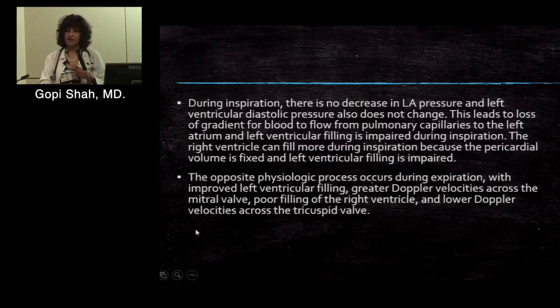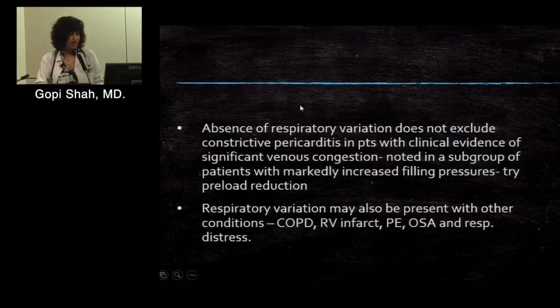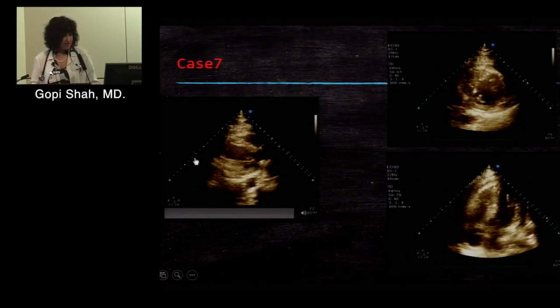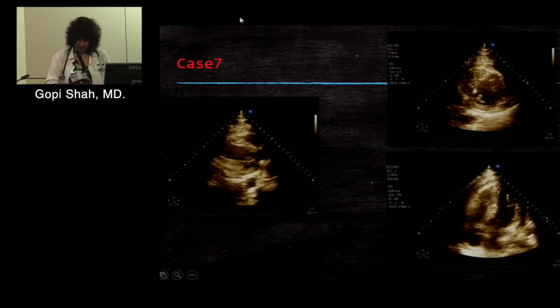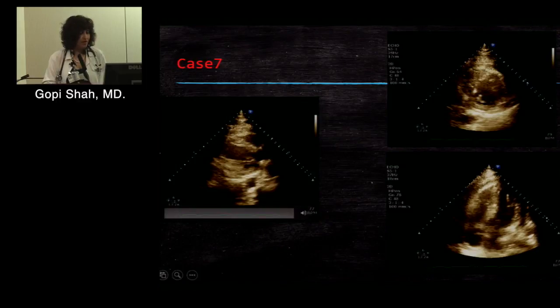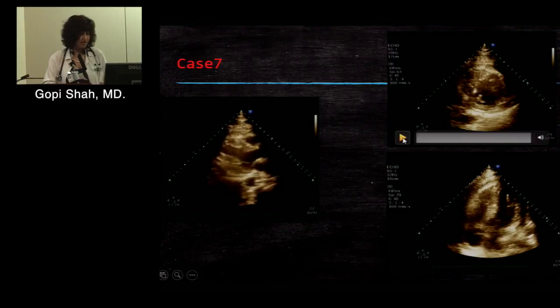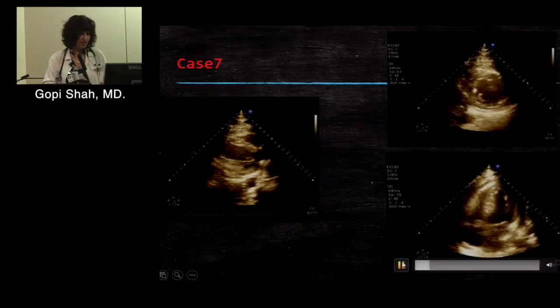A patient comes in with significant dyspnea and significant lower extremity edema, and then you have to correlate whether you should look for constriction. Now, what are the other things that can give you respiratory variation? COPD, RV infarct. We all have seen it in the lab, a respiratory variation that is not explained, but these are the things that can cause it.